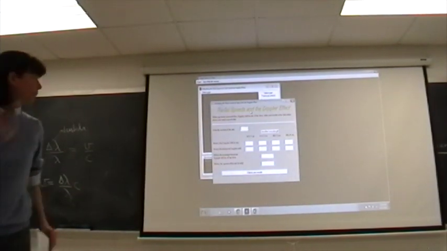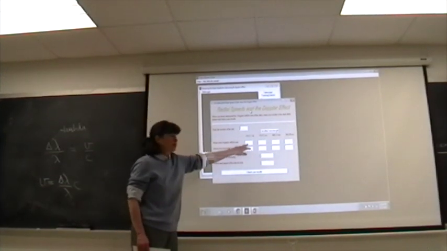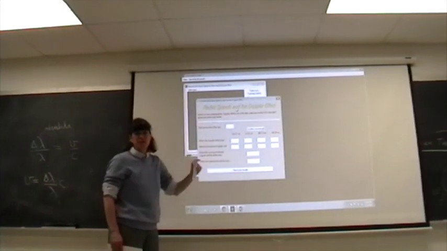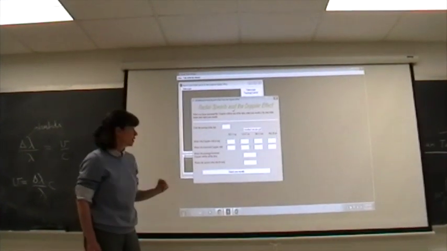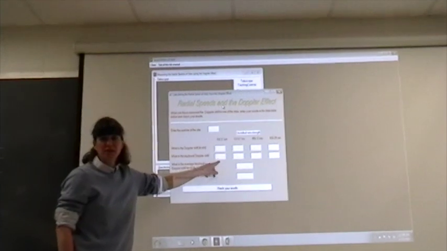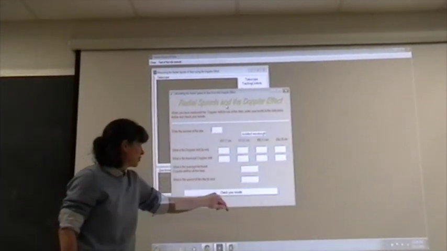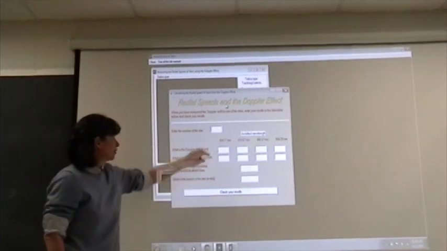So you'll enter the number of the star. You will enter the Doppler shift in nanometers, right? So be very careful. This isn't the number of squares. This is the actual Doppler shift. The fractional Doppler shift is the ratio of the change in wavelength to the wavelength. Your average, and then your speed.